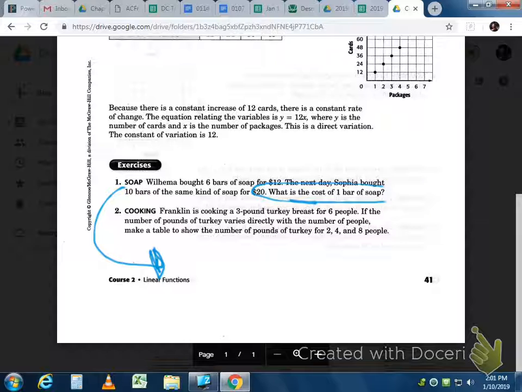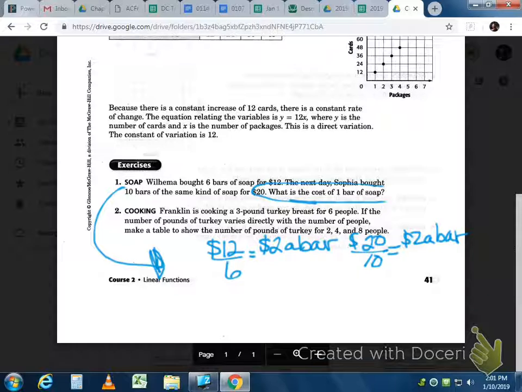Okay, so you're going to go $12 for 6. What's that reduced to? $2 a bar, isn't it? Yeah. $2 a bar. You're double checking the other one to see if it's the same. $20 for 10 bars. How much is that? $2 a bar. So you can say, what's the cost of 1 bar of soap? $2 a bar. It's because it's got that constant ratio. It's going to have you figuring out prices like that.